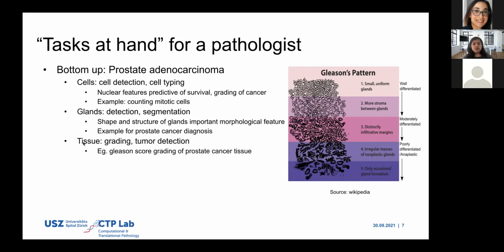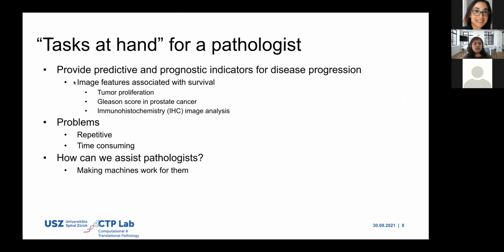And at the highest global level, we have the tissue. We're interested in the grading of the tissue and in locating the tumor regions, and this will help us in the overall Gleason score grading of prostate cancer, for example. A pathologist also needs to provide predictive and prognostic indicators for disease progression. We know that image features are associated with survival. For example, we just saw tumor proliferation, like the Gleason score in prostate cancer. Then we have image analysis of immunohistochemistry. These are images where we stain the tissue with specific antigens, and that helps us in diagnosis and prognosis.